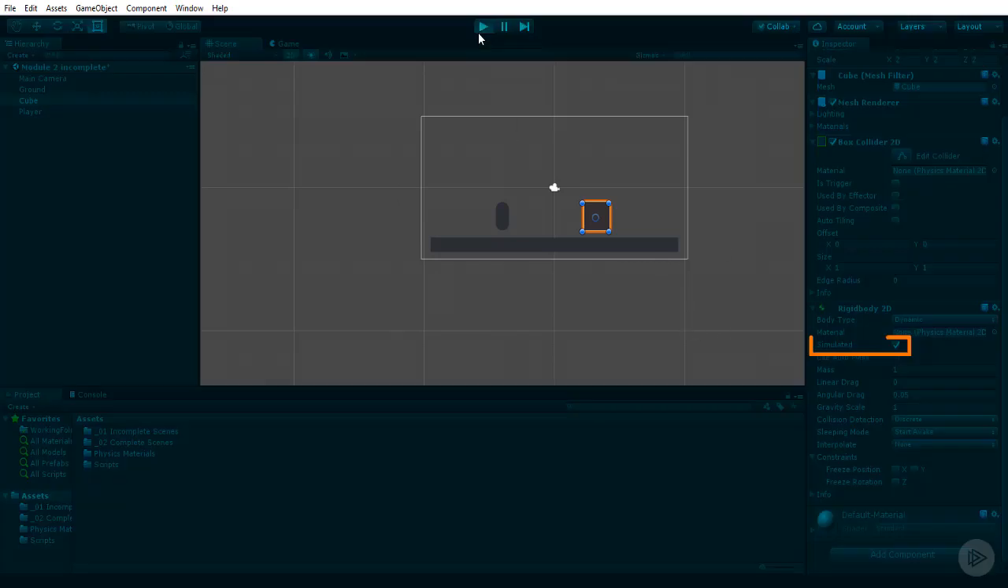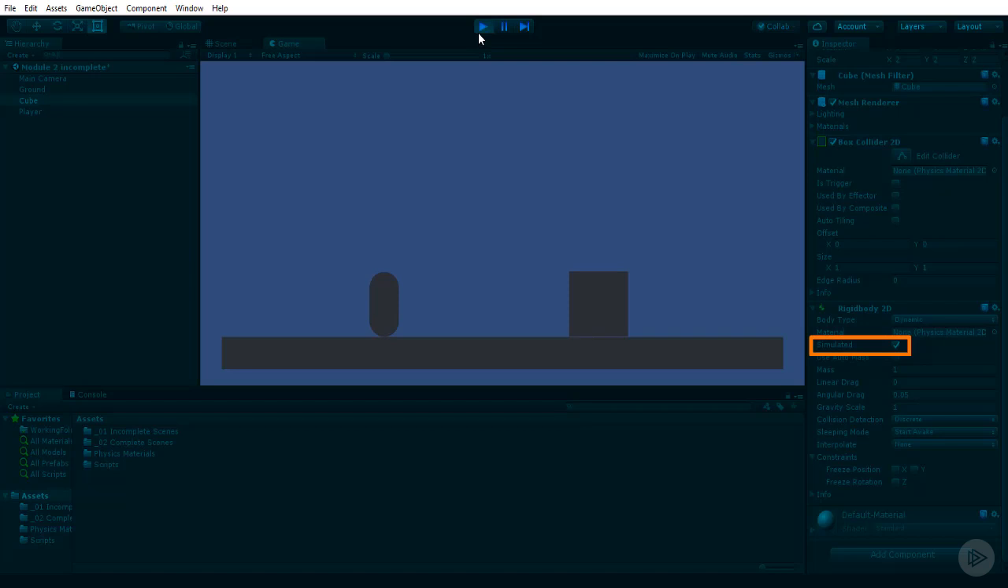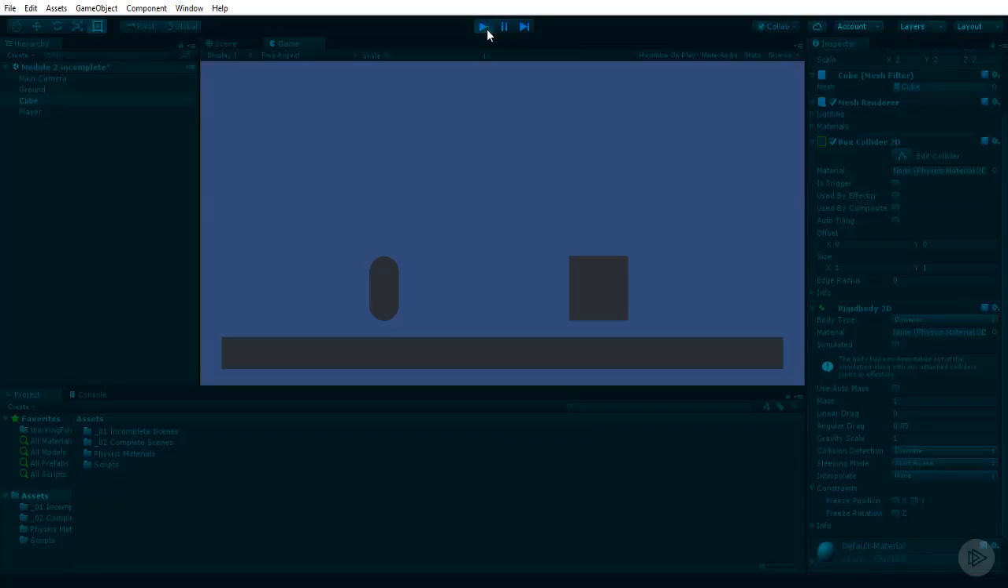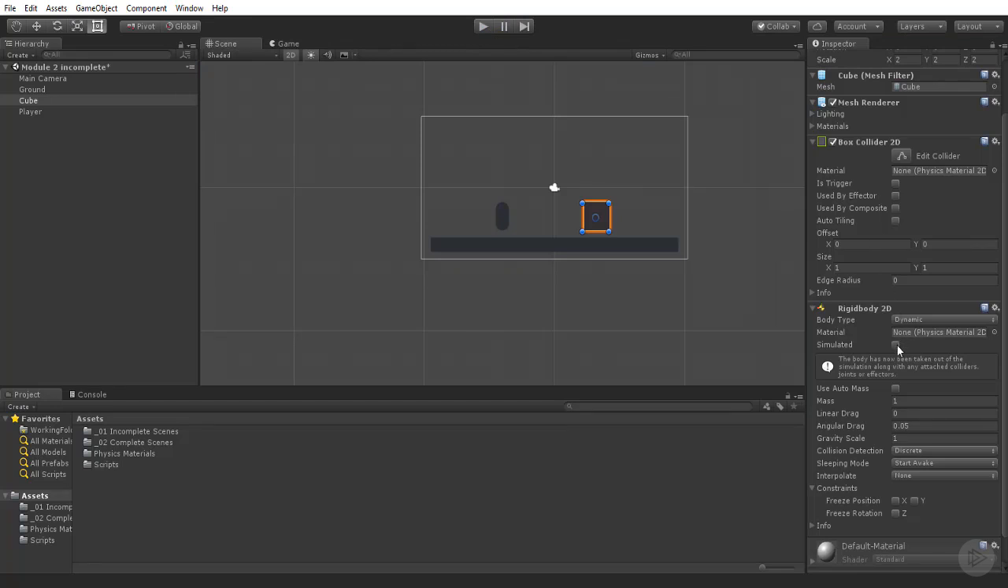Simulated is basically gravity. Check on if you want the object to be affected by gravity. Check off if you don't want gravity to affect it at all. Turning off gravity is usually good for floating platforms or decoration objects in the background in levels.